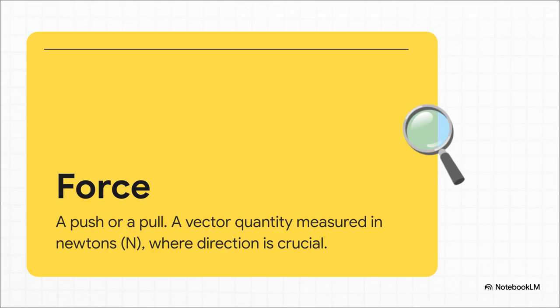Think about it. If you push down on a book with 10 newtons of force, it just gets pressed into the table. But if you push it sideways with that exact same 10 newtons, it'll go flying. Same size, different direction, completely different result. And yeah, we measure all this pushing and pulling in newtons, named after the man himself, Sir Isaac Newton.